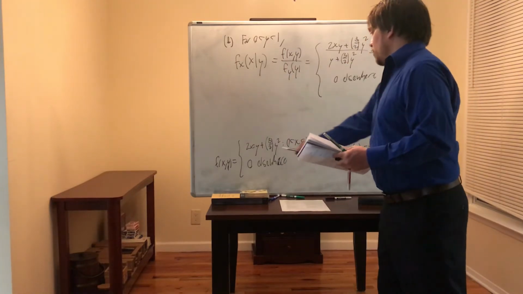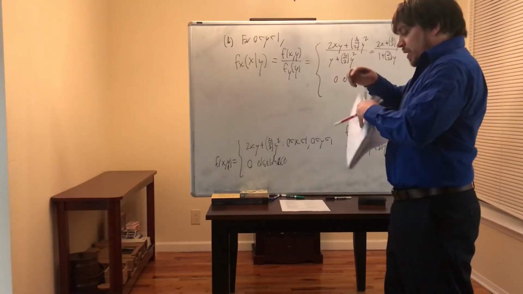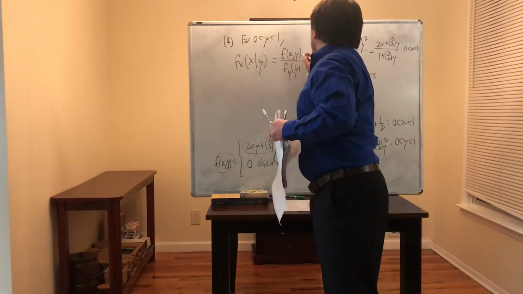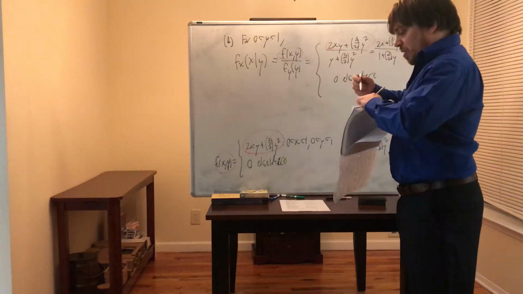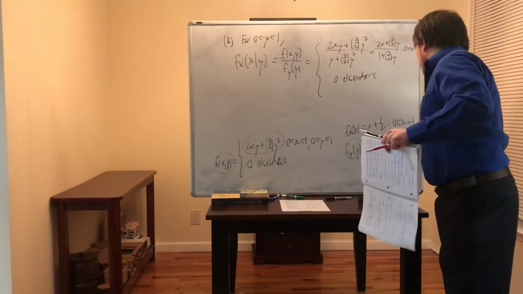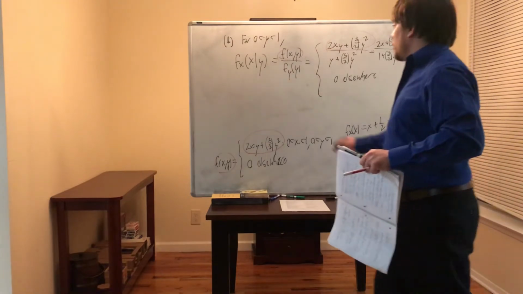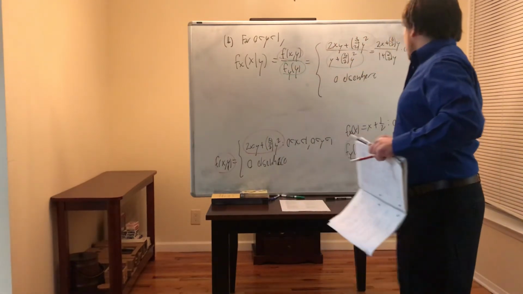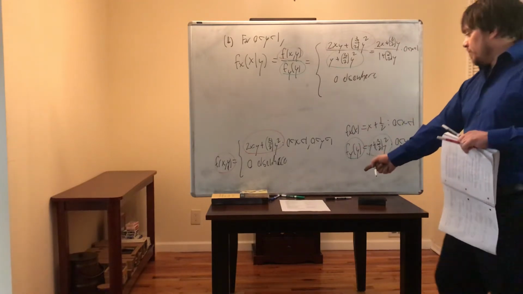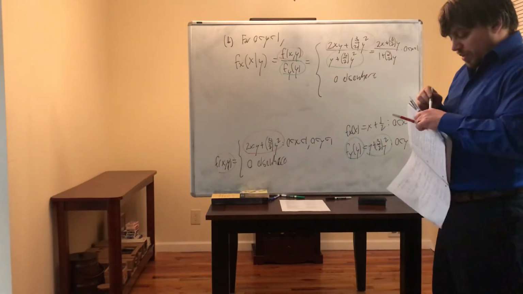For y between 0 and 1, it's just this thing. And so it's f of x comma y, which is this, divided by f sub y of y. F sub y of y is this, which is that, for y between 0 and 1. And so you just plug that in there, and you just divide the two things, and you get that. And it's 0 everywhere else, because f is 0 everywhere else.